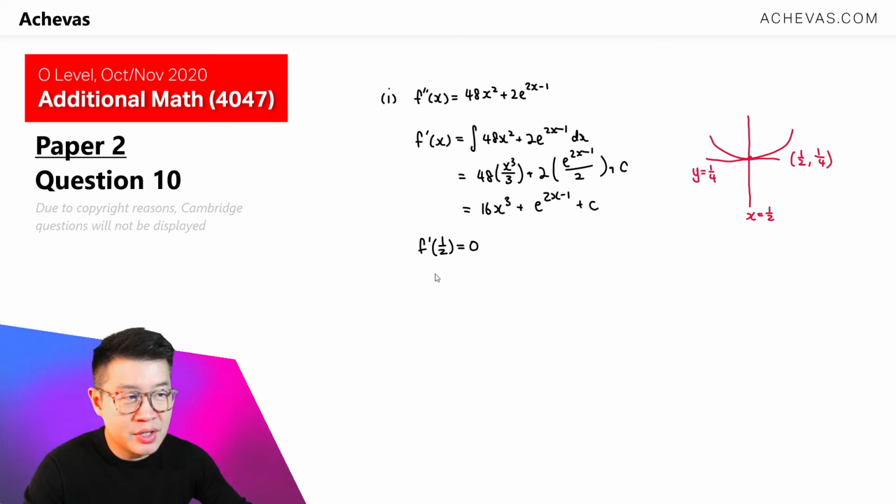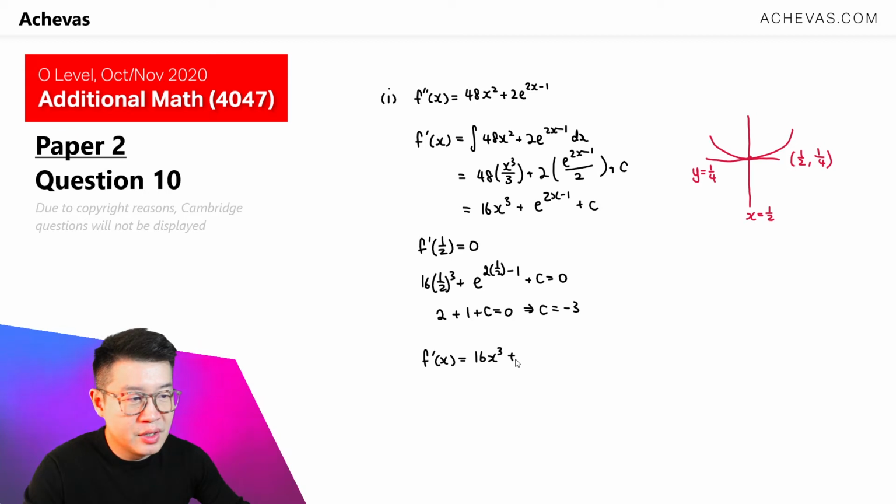So substituting half into here, we have 16 times half to the power of 3 plus e to the power of 2 multiplied by half minus 1, so e to the power of 0, plus c, this is equal to 0. This we are going to be getting 2 plus e to the power of 0 is 1, plus c, this is equal to 0. So c is equal to minus 3, and now we have our expression for f prime x. It is 16x to the power of 3 plus e to the power of 2x minus 1 minus 3.